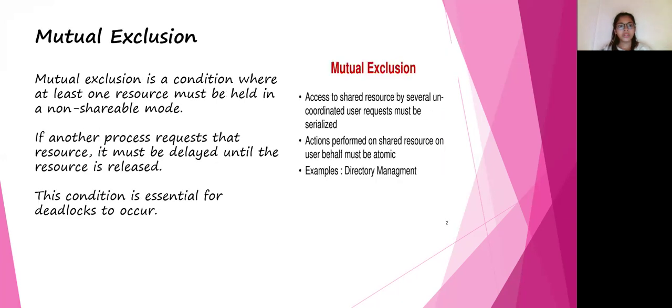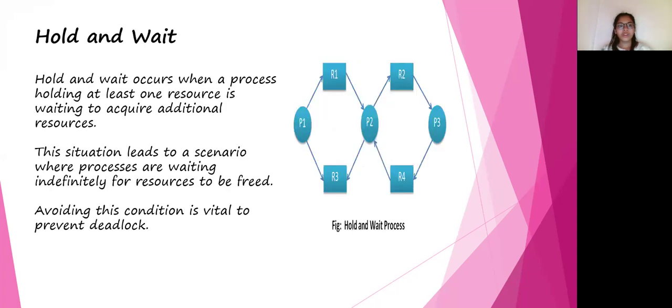Mutual exclusion is a condition where at least one resource must be held in a non-shareable mode. If another process requests that resource, it must be delayed until the resource is released. This condition is essential for deadlock to occur. Hold and wait.